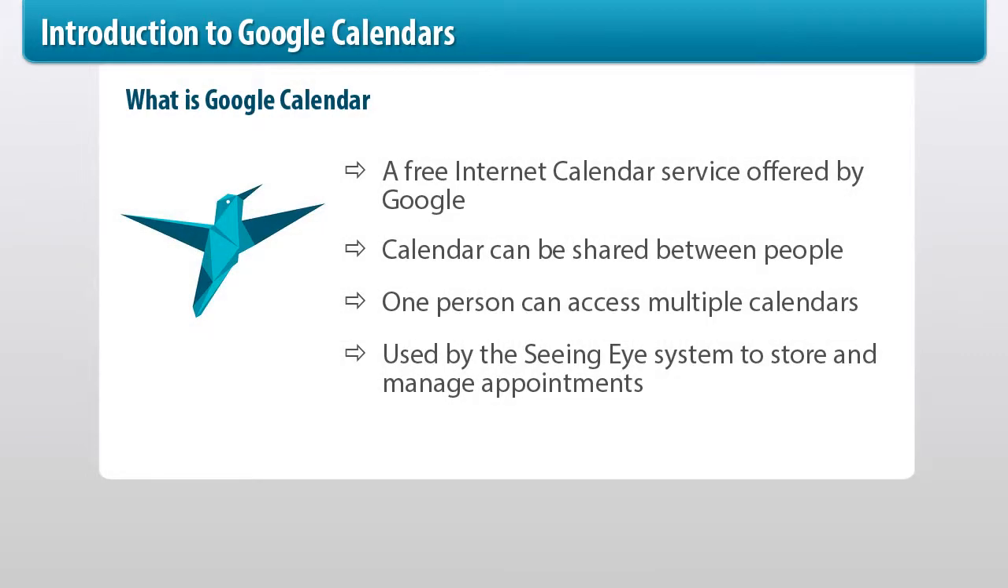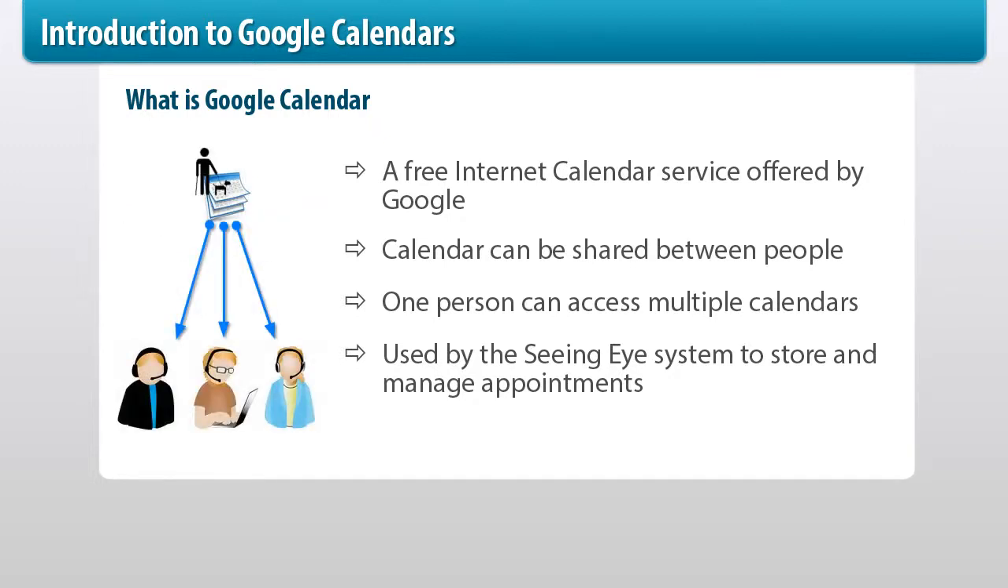So what is Google Calendar? It is a free internet calendar service offered by Google that runs online, and you can access it through a web browser such as Internet Explorer. It is very flexible and very powerful, as we will learn in this and future lessons. An individual's calendar can be shared between many people, and conversely, a single person is able to access multiple calendars. I really want to emphasize those last 2 points.